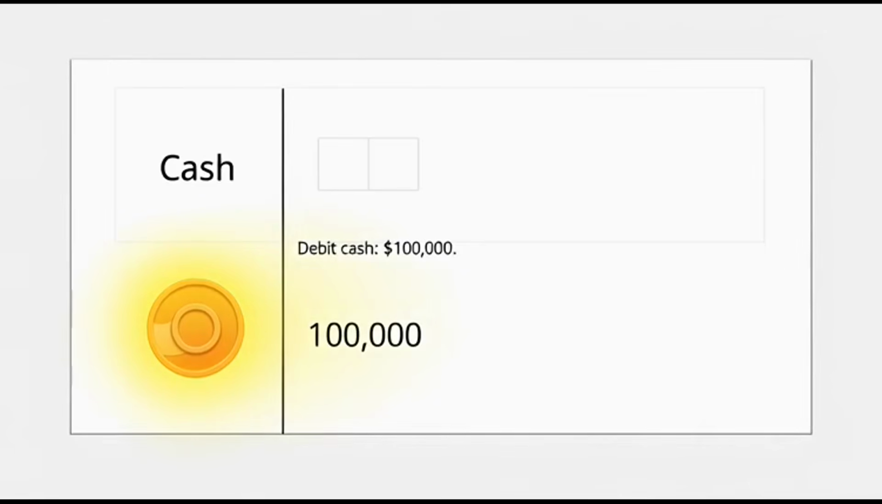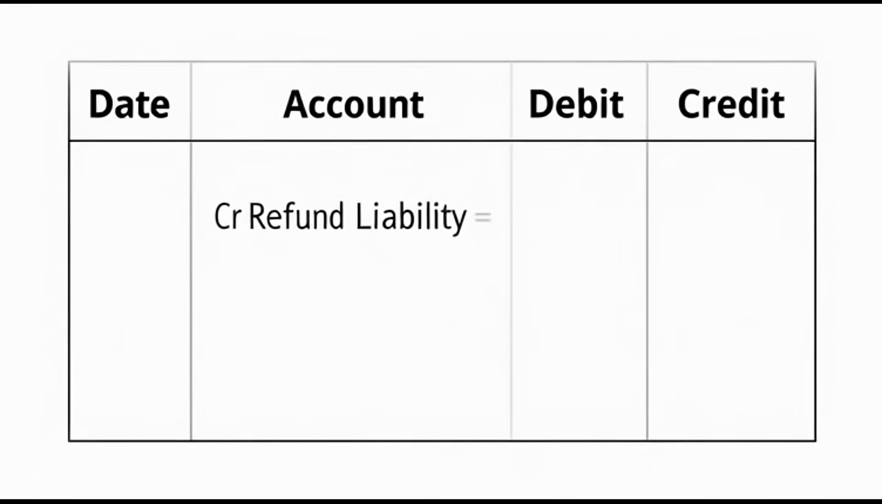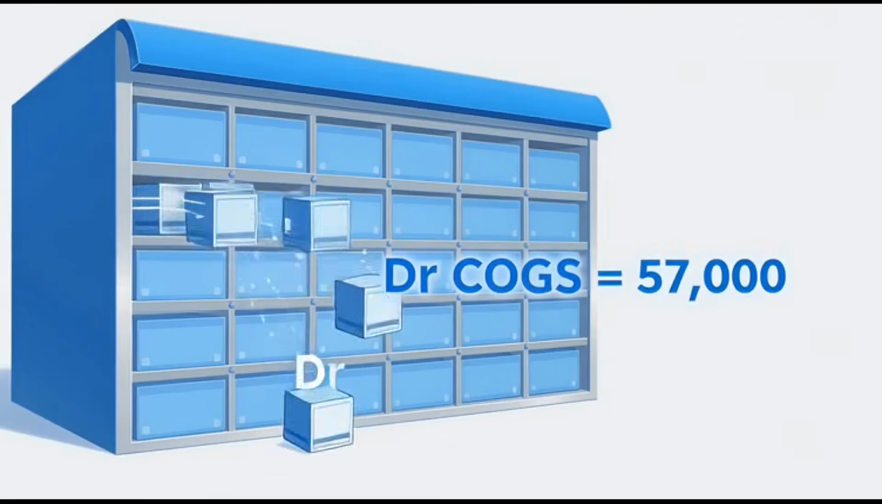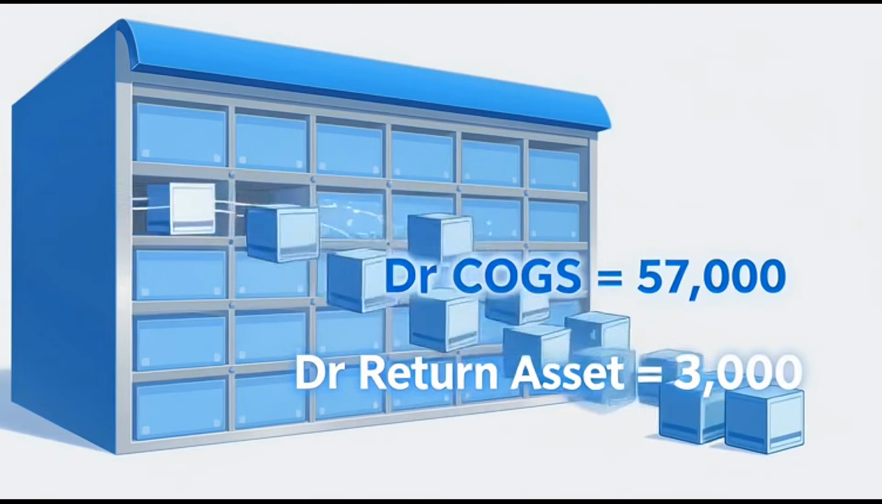Debit cash, $100,000. Credit refund liability, $5,000, and sales revenue, $95,000. Record cost, $57,000, and return asset, $3,000.